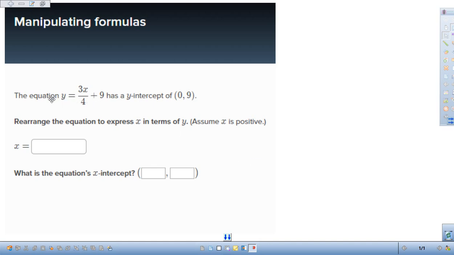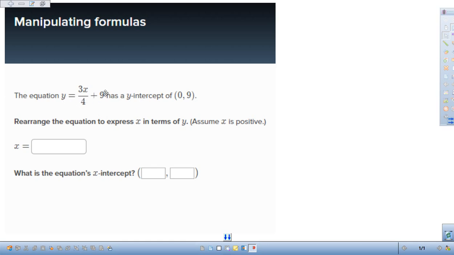Okay, so this is the problem set that says manipulating formulas. What you need to be able to do, Common Core calls for you to be able to take an equation or a formula and then manipulate it or rewrite it, maybe to solve for a different letter in the formula. So in this case, this is just slope-intercept form of a linear equation.